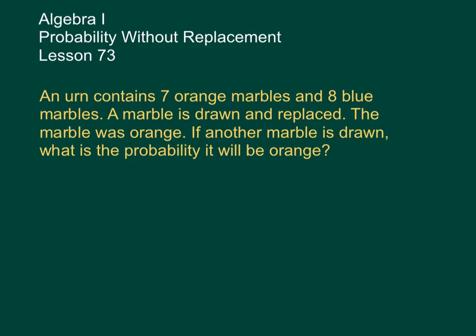All right, we're going to talk about probability without replacement. Now, we've had problems here before where we've had these marble problems, and these problems were called probability with replacement. For example, if we have an urn that contains 7 orange marbles and 8 blue marbles, so in this jar or this urn we have 15 marbles, right?